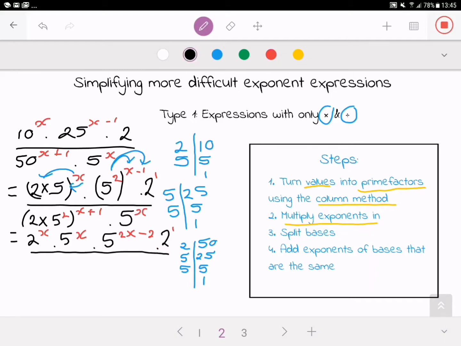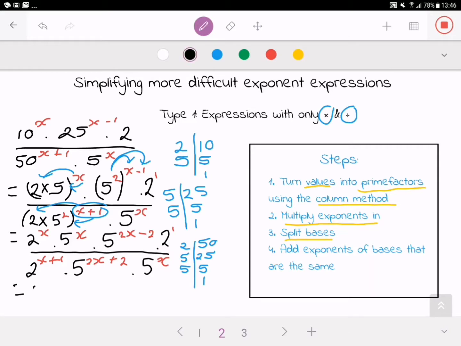And then at the bottom, we're going to multiply in the x plus 1 with a 2 and with a 5, and it's going to become 2 to the power of x plus 1 times 5 to the power of 2x plus 2. Very important that the 2 multiplies with the 1 as well, and then 5 to the power of x. Our next step is to split the bases.